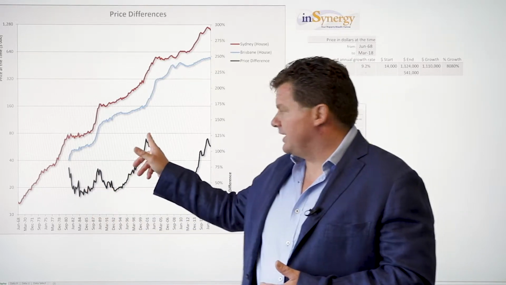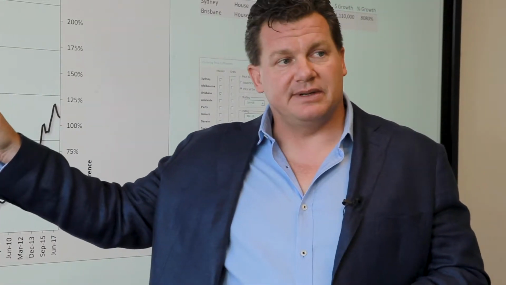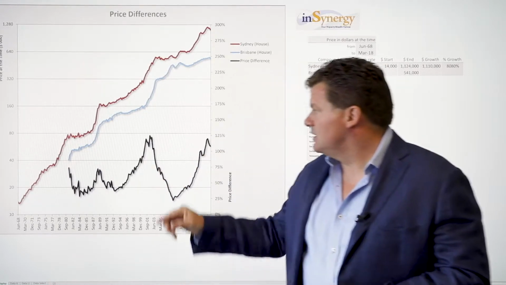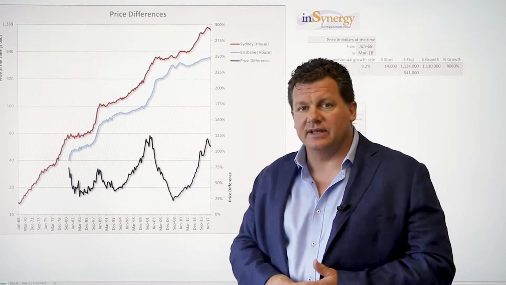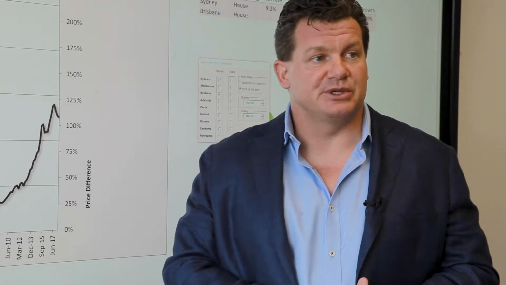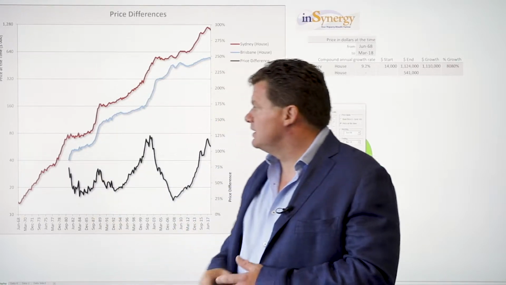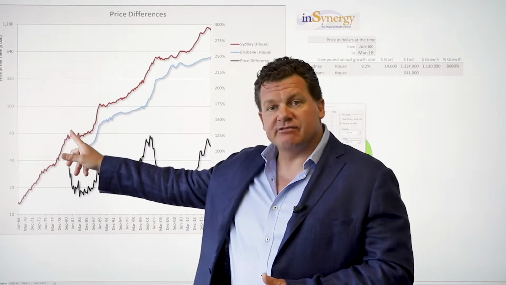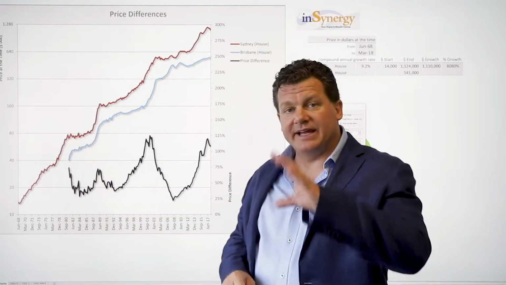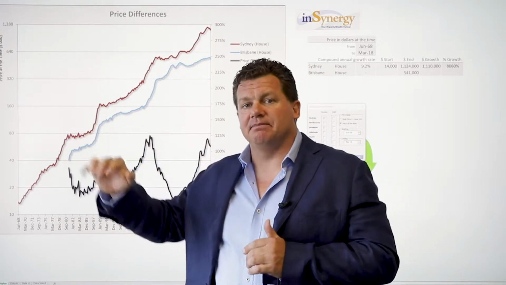So when the black line is high, that means that Sydney is more expensive than Brisbane by the axis on the right hand side. So at this point, the previous high point, we had Sydney at 125% more expensive than Brisbane. So you can see the relationship between the two graphs. Normally Sydney grows first relatively and the point is high, and then when we get a big price difference, Sydney normally slows and Brisbane starts to catch up.